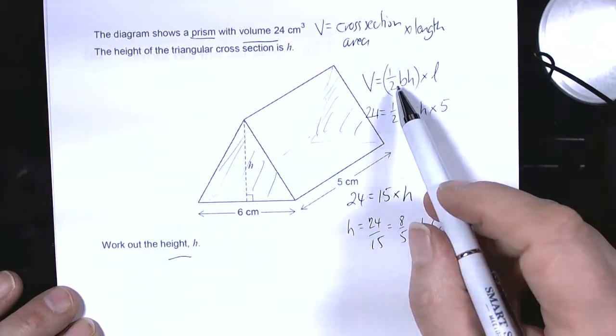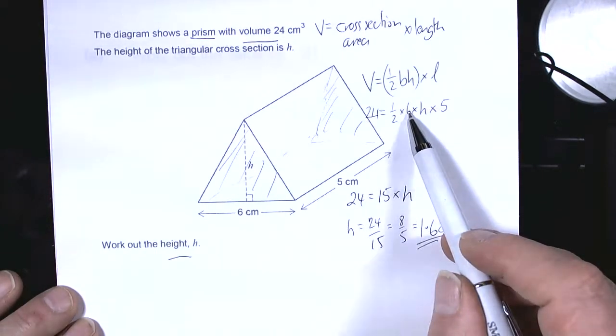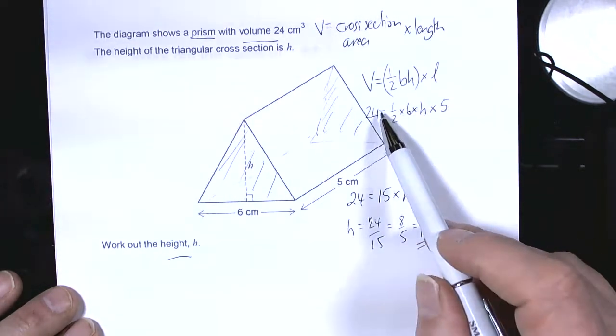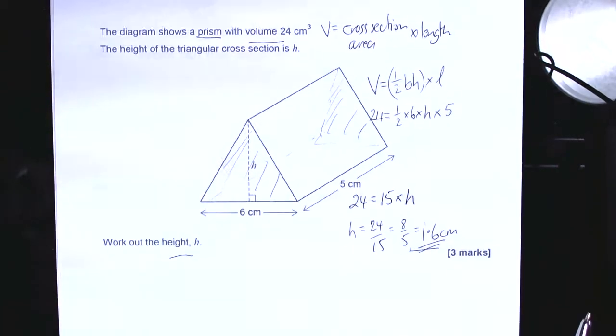And we should do a quick check to make sure that it works. So if we do half of 6 is 3, 3 times 1.6 is 4.8, and 4.8 times 5 is 24. So that seems to work. Okay, that's how that question could be done.